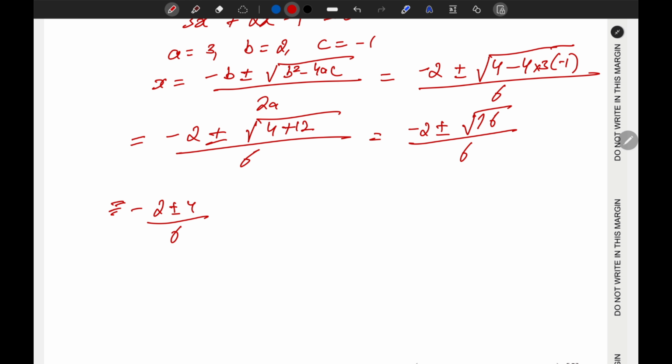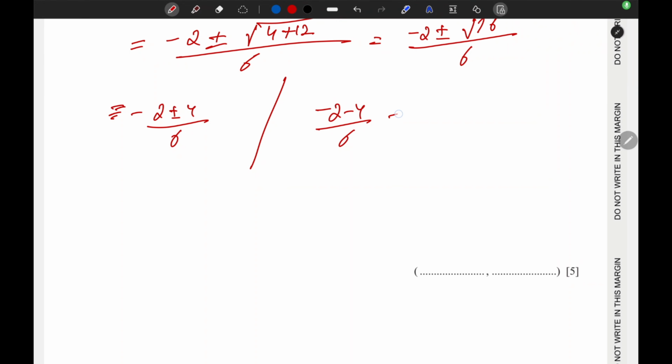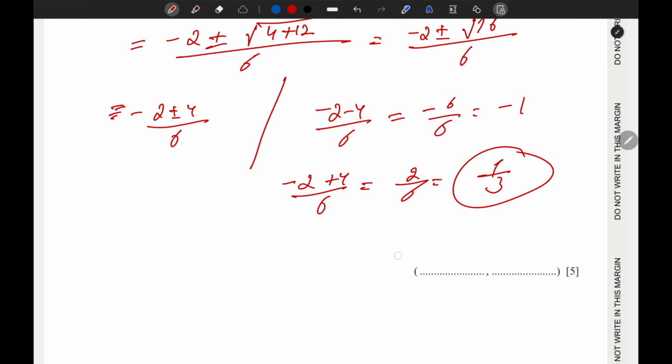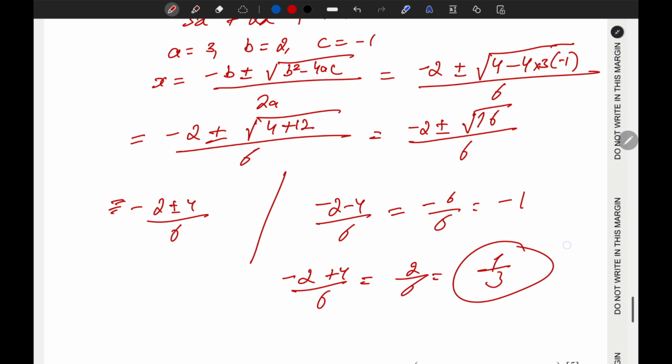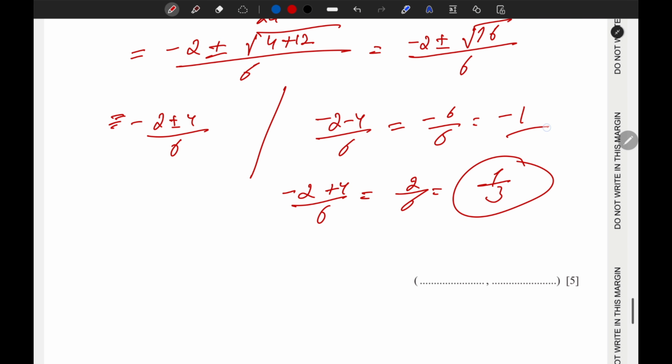So what are the two roots? One of the roots is minus 2 minus 4 by 6, so minus 6 by 6, that equals minus 1. The other root is minus 2 plus 4 by 6, that is 2 by 6, which is 1 by 3. I think they have already given the 1 by 3, as you can see. So now for this minus 1.